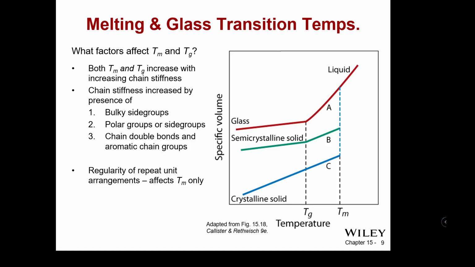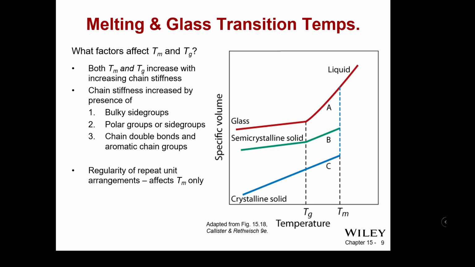So the chain stiffness is increased by the presence of bulky side groups, polar side groups, or side groups that are basically interacting. So bulky side groups because they tangle up like a box of cords or strings. The polar side groups are the opposite attracts principle. So charge differences that attract each other, and the chain double bonds and aromatic chain groups that again become entanglement buddies in the same kind of sense.